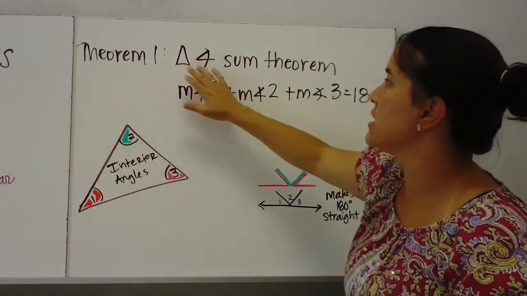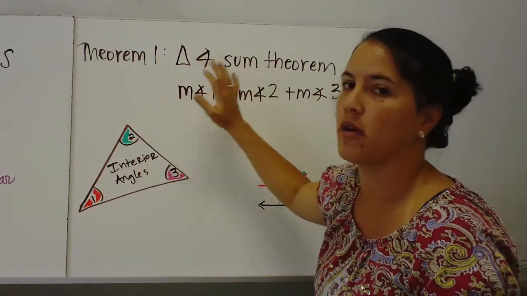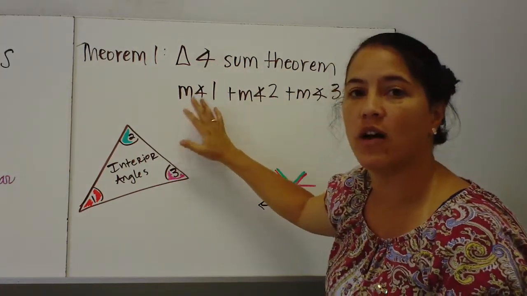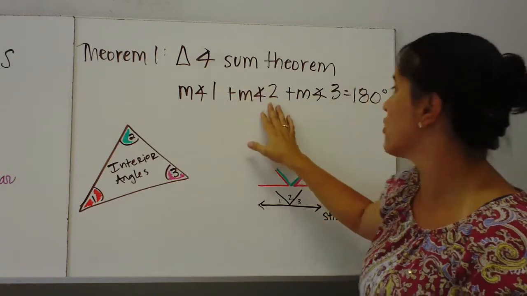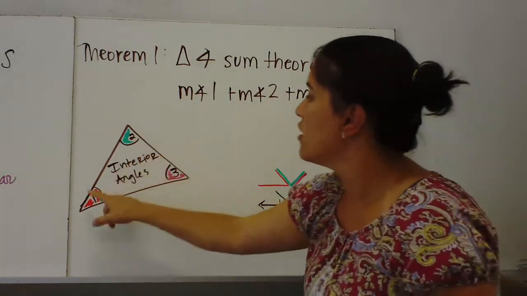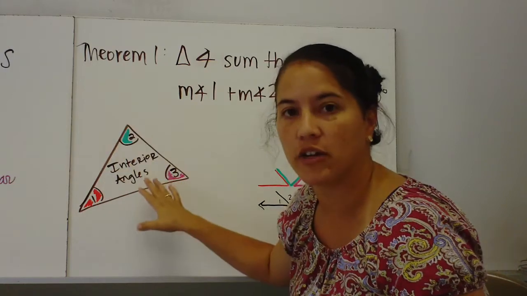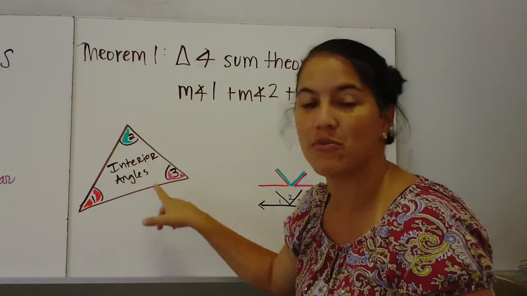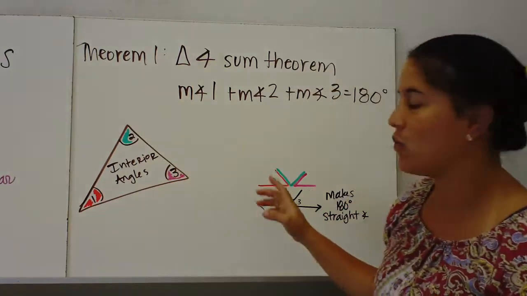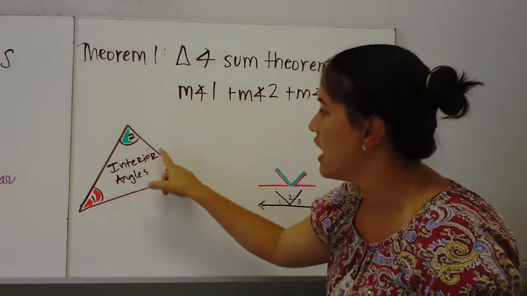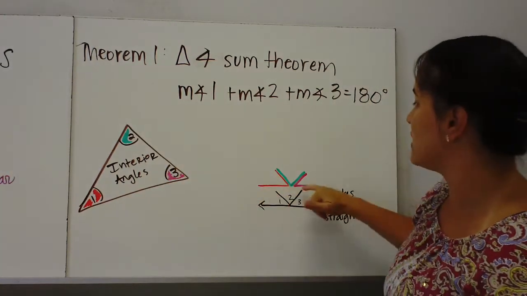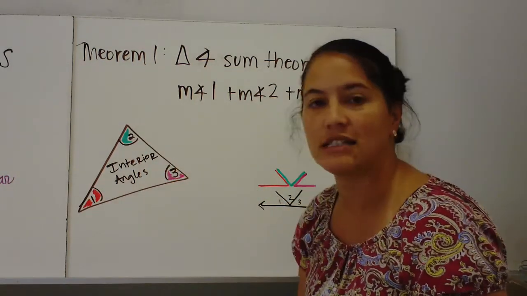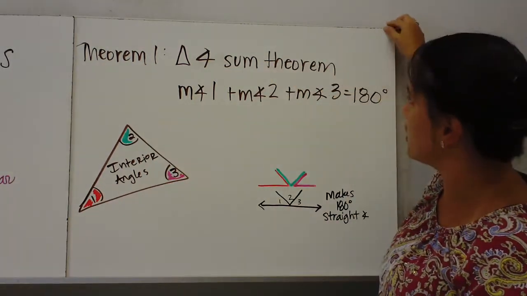Alright, so the first theorem is the triangle-angle sum theorem. That theorem states that the measure of angle 1 plus the measure of angle 2 plus the measure of angle 3 is equal to 180 degrees. So if you have a triangle with 3 interior angles, 1, 2, and 3, if you add them all together, you will get 180. And this is how it works. If you were to cut off each of the ends and lay them together, you would see that it creates a straight angle, which is equal to 180 degrees. So the inside measures equal 180 degrees.